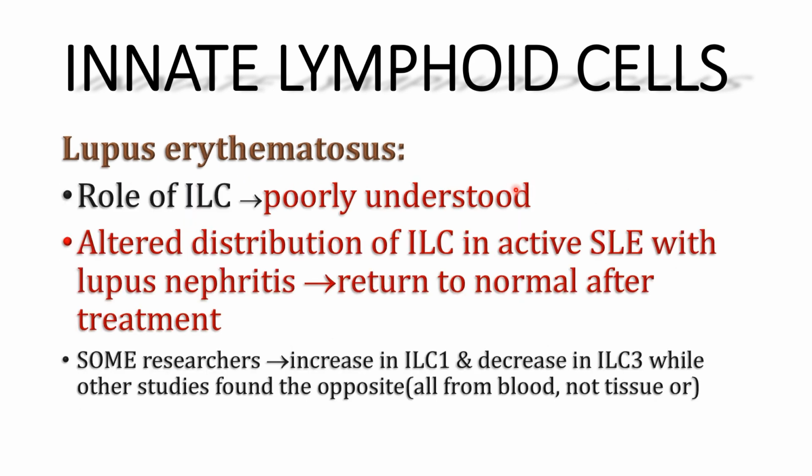The role of innate lymphoid cells in systemic lupus erythematosus pathogenesis is poorly understood in humans. There is altered distribution of innate lymphoid cells in active lupus, especially with lupus nephritis, which returns back to normal after treatments. Some researchers found an increase in innate lymphoid cells type 1 and a decrease in innate lymphoid cells type 3, while others found the opposite, but they were all from blood and not from tissues or organs, which are the main residents of innate lymphoid cells.